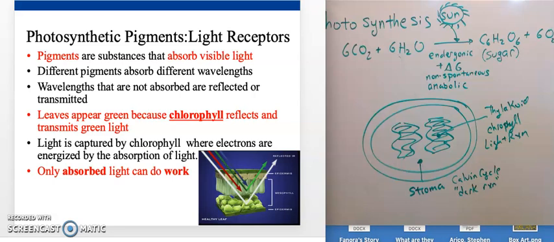Chlorophyll looks green because it's the green wavelength of light that's reflected and bouncing off, whereas the other wavelengths of light, like red and blue, are absorbed. And only absorbed light can do work. Only absorbed energy can do work. And so it's the blue and red wavelengths of light that drive photosynthesis, not green.